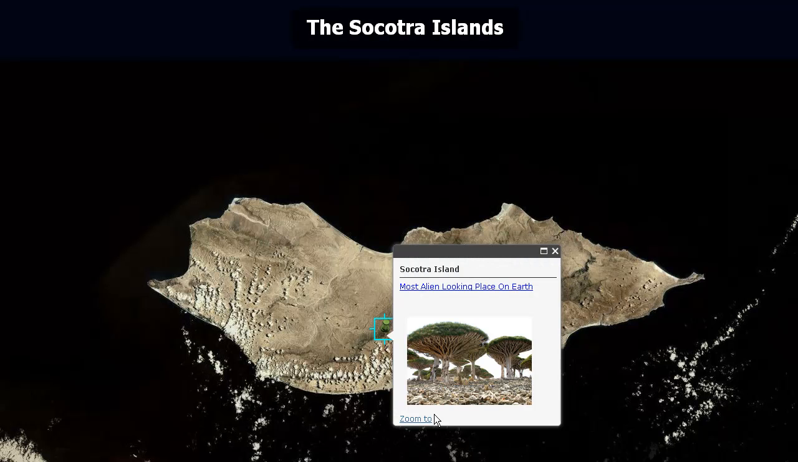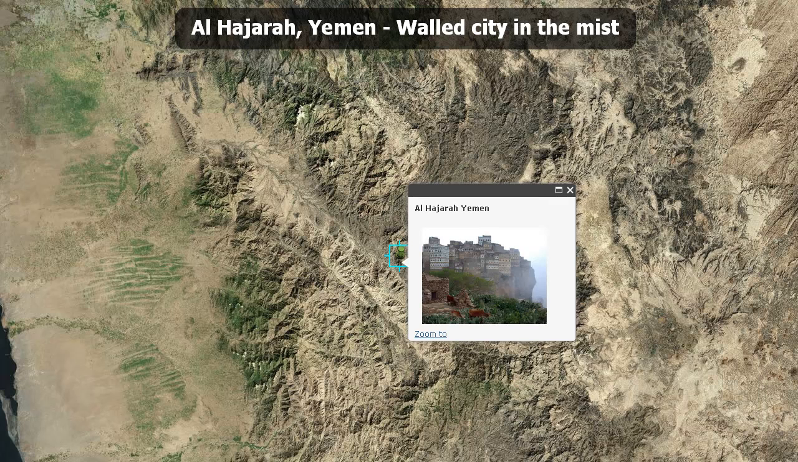The Socotra Islands, most alien-looking place on Earth, many believe. How did it get there? Why is it so bizarre? Why are so many of those species endemic to the island? They don't occur anywhere else in the world.